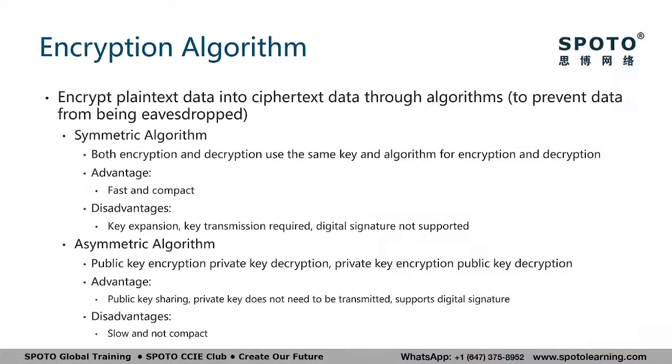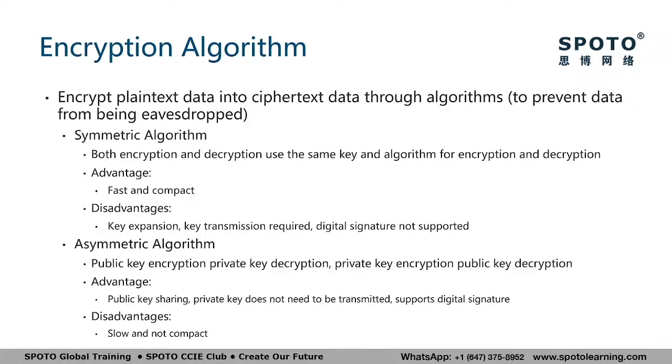When we talk about certificate and key, the first thing we need to understand is the encryption algorithm. What is encryption? Encryption is to encrypt plaintext data into ciphertext data through an algorithm to prevent data from being eavesdropped. Mainly there are two types of algorithm commonly used on the market.